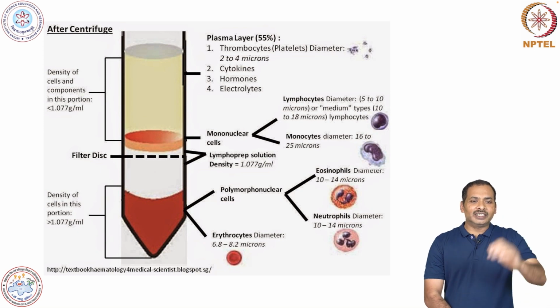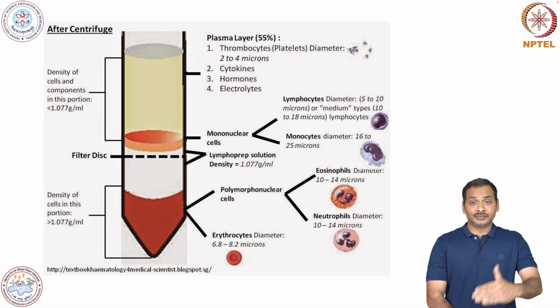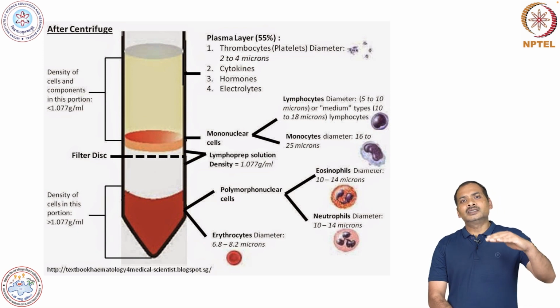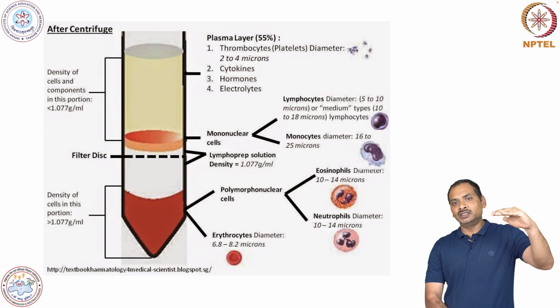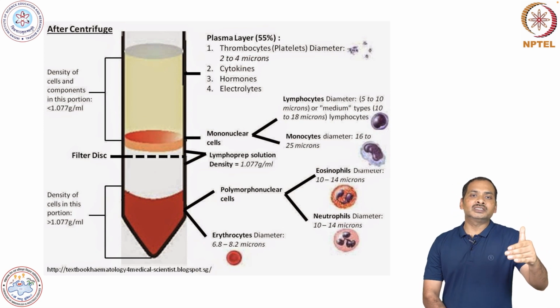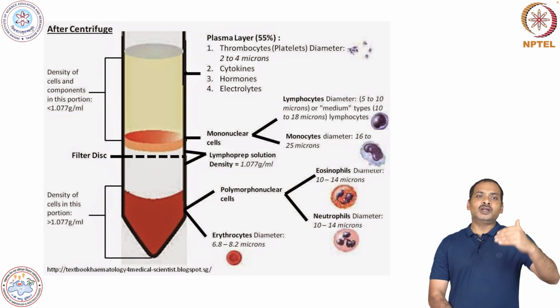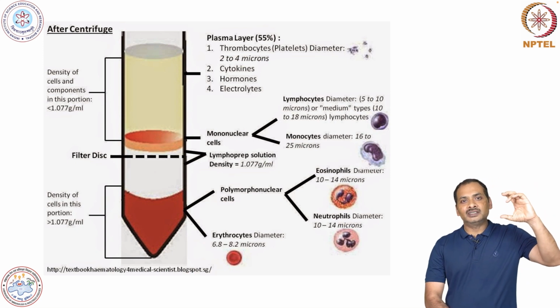So why is it separated like that? I think you can understand, it's very simple. It's not so difficult to understand. The density of this histopaque is 1.077 gram per ml, and the density of these PBMC matches with that. So that's why they are separated. And why did RBCs go down? Because the density of RBCs is more. That's why they went down. And the density of plasma is less. That's why you are seeing the plasma layer on top.